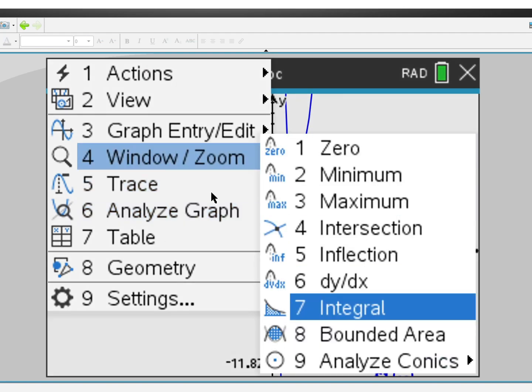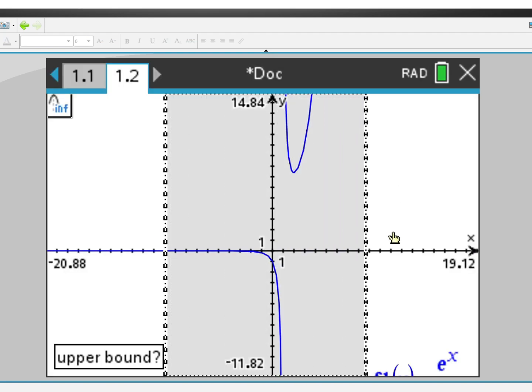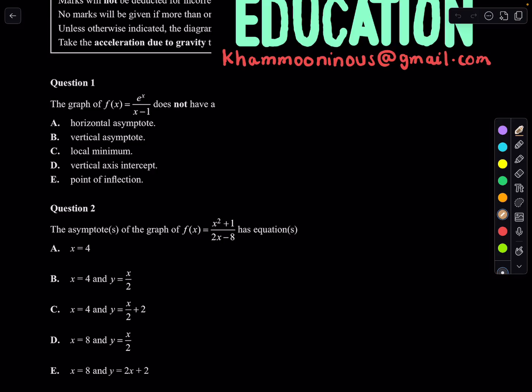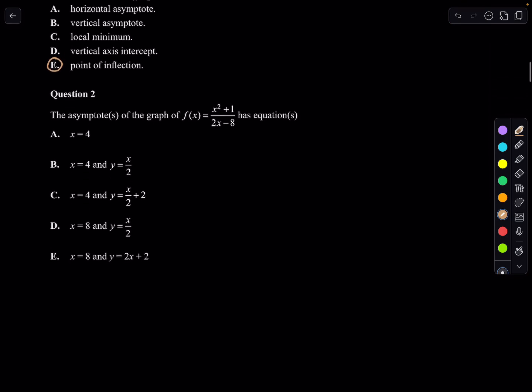And we can actually double check that by going to inflection point. Really, no way there's an inflection point. So question 1 is E. So let's choose E.